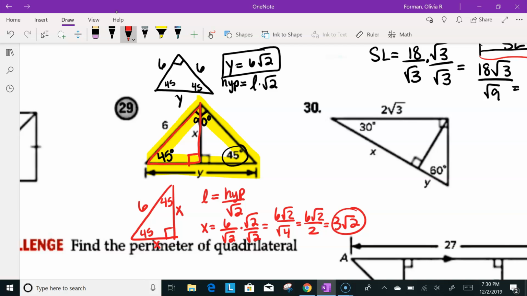There will be some people that say, couldn't we just have divided that y divided by 2? You could have. So you could have gone 6 square root of 2 divided by 2, and you still would have ended up with this part being 3 square root of 2. Okay.